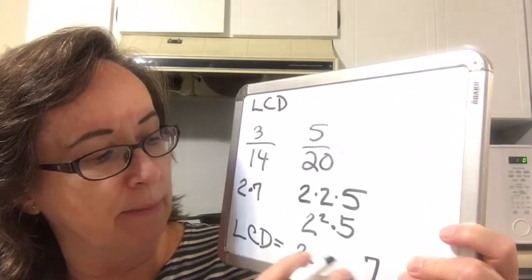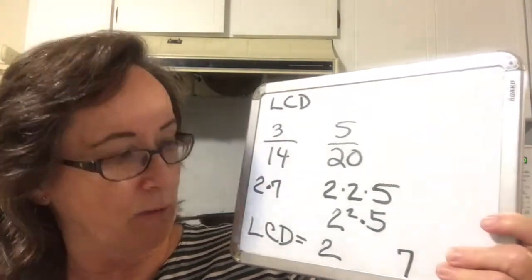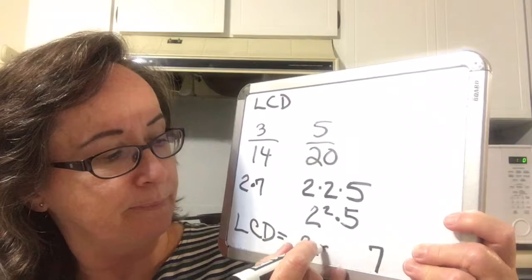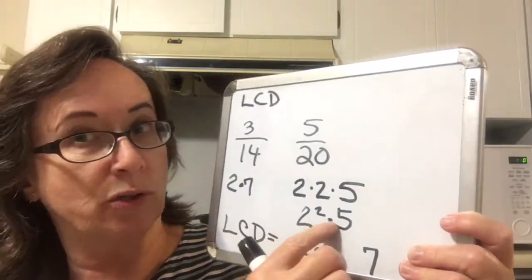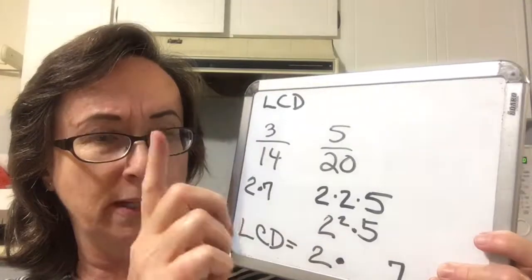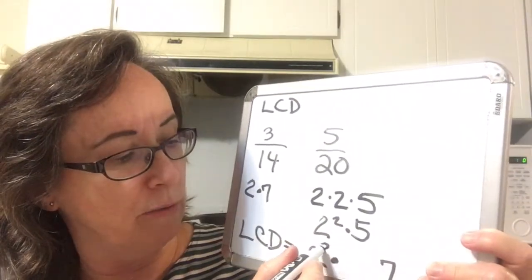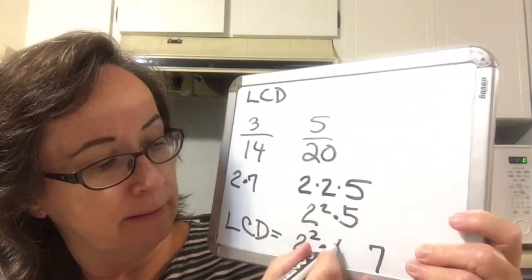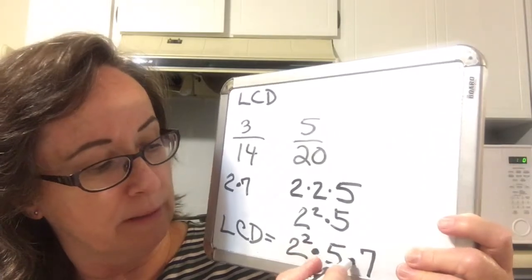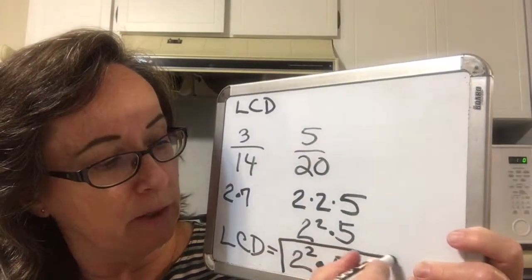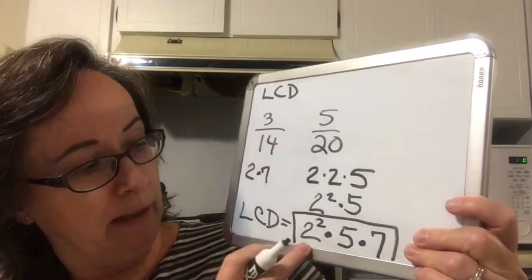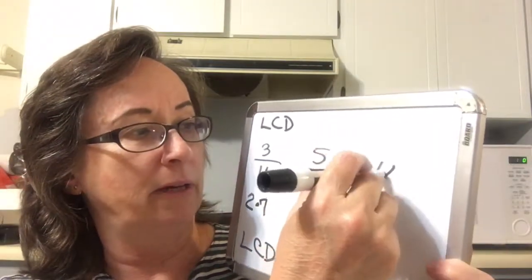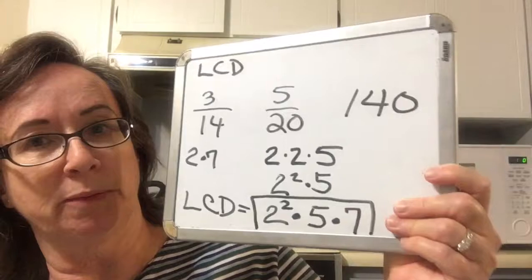Usually when we write a common denominator, we write it in ascending order from smallest to greatest. So I'm going to write down the 2 and the 7. Then when I get over here, I've got a 2 squared. Since I have 2 2's in one denominator, I must have 2 2's in my LCD. So I'm going to put a 2 squared, and I need a 5. So the smallest number that both denominators will go into is going to be 4 times 5 is 20, times 7 is 140. And that's something that you probably could have seen.